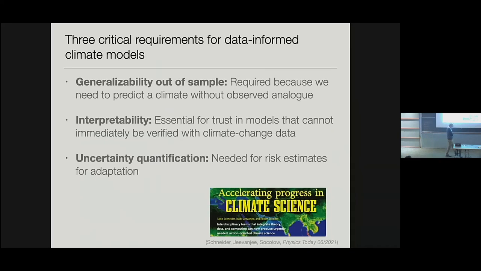We have a lot of data about the Earth system. It's about a terabyte per day that we acquire. But if you count degrees of freedom in data against degrees of freedom in turbulent flow, it's not nearly enough to blindly learn, say, the climate system from data. It just can't be done. Moreover, what we want to predict is something that's not even in the data. We have no observed analog for climate change. So we need generalizability out of sample. And it's imperative for climate because that's the name of the game.